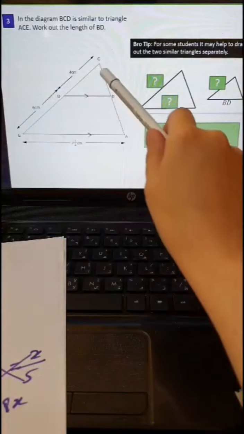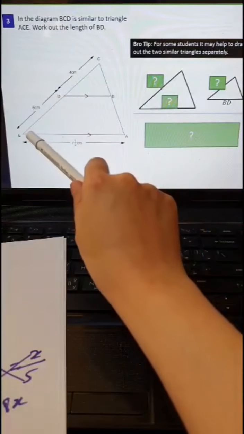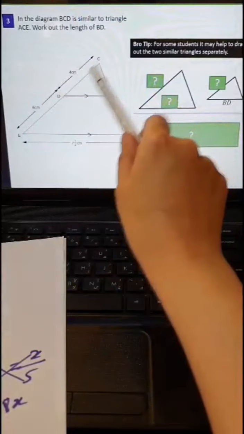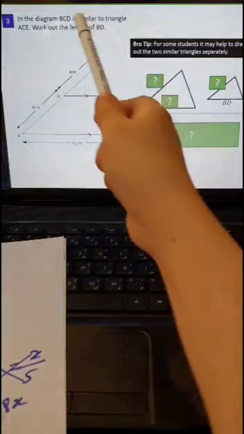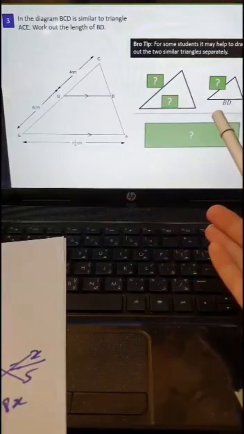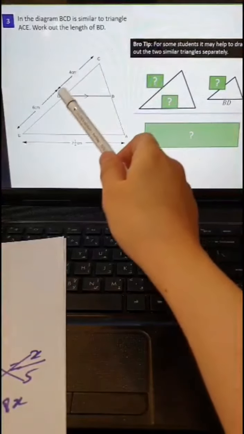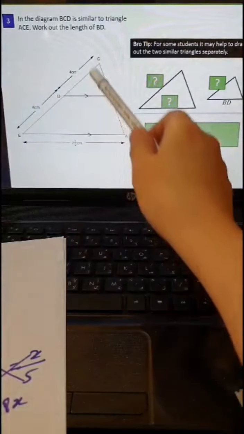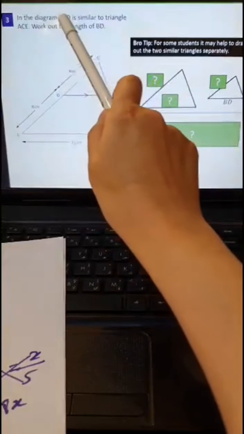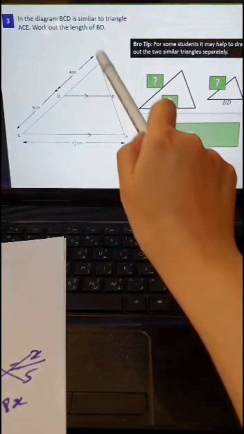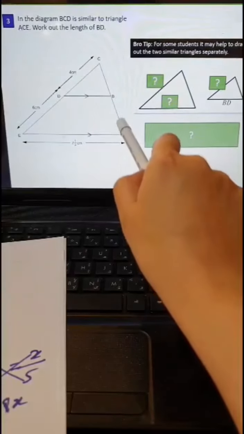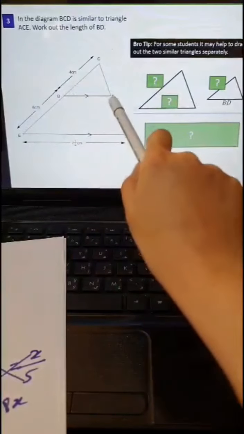We cannot compare them. I can't say CD over DE because DE is a side in the trapezoid, and CD is a side in a triangle. So if they are similar, I need to check which two shapes are similar here. So I need to compare a triangle with another triangle, but searching for this triangle, it will be the big one, see? In the diagram, it's given for me that BCD, this small triangle, is similar to the triangle ECA. Okay, so the big one is similar to the small one.